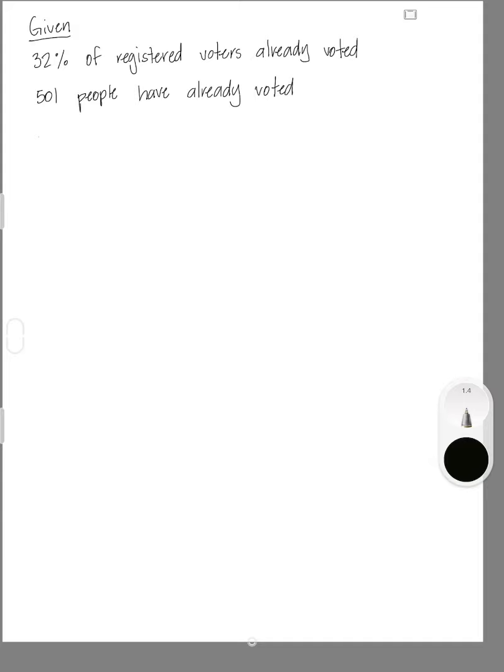Then they want us to find what is the number of people in that district, right? Of people in the district. So the total amount of population in that district.